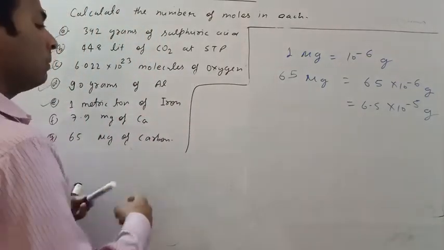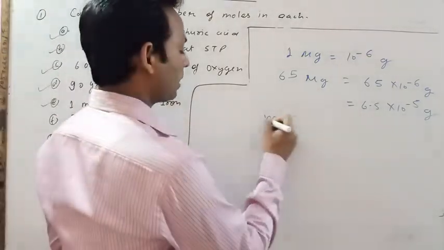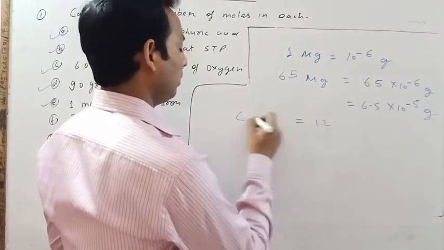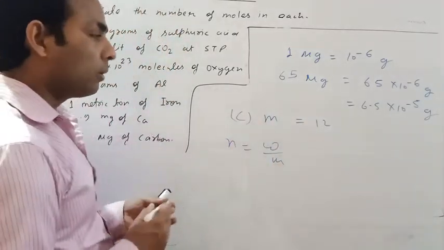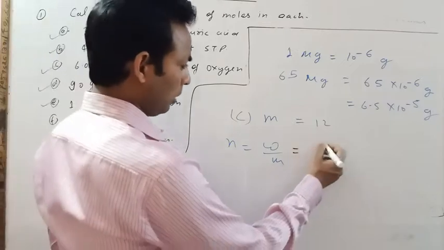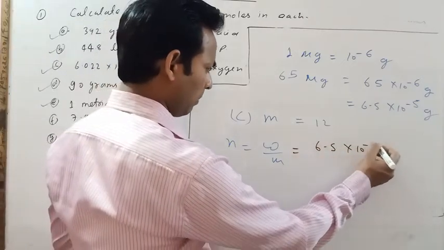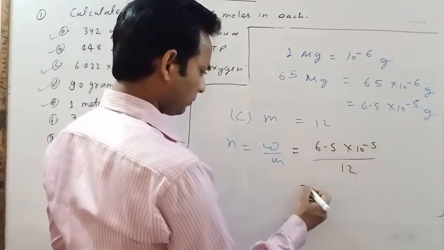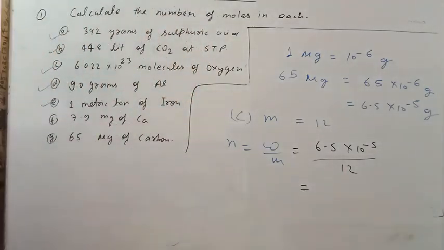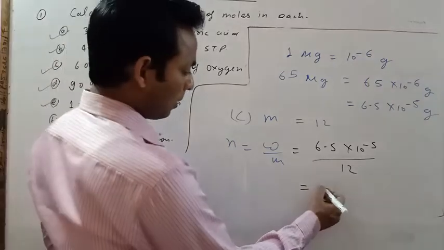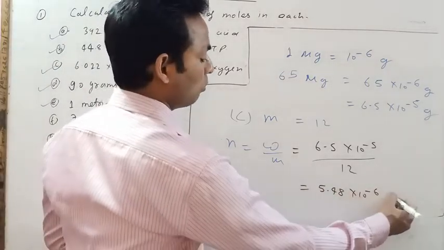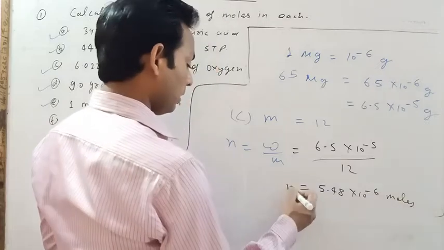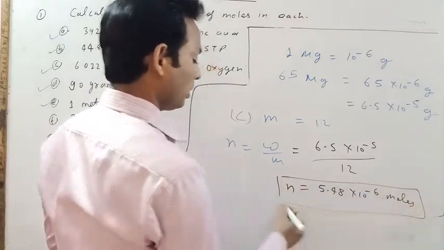Okay, and here given carbon, molar mass of carbon equals 12. So n equals W by M, you know already. So put the value: 6.5 into 10 to power minus 5 upon 12. After dividing, the answer will become nearly 5.48 into 10 to power minus 6 moles. So this is the answer of the last question.